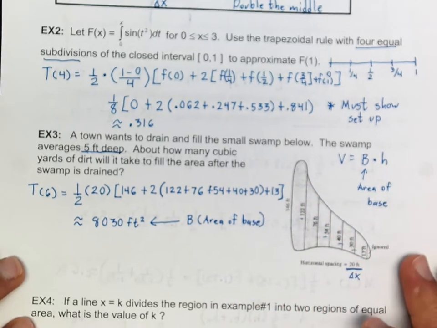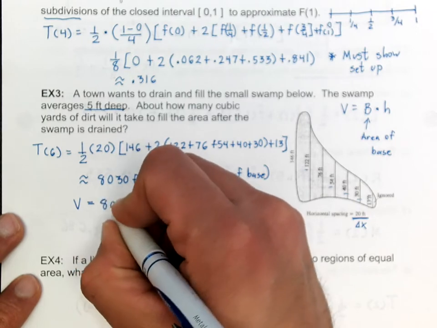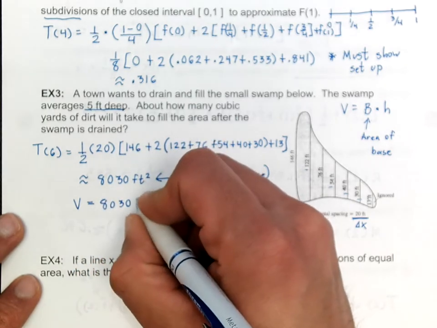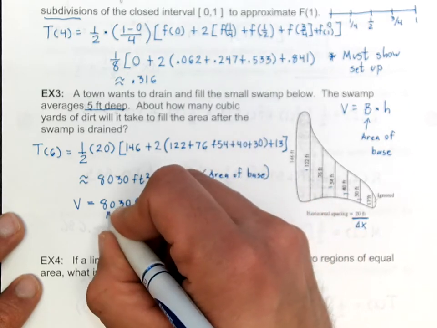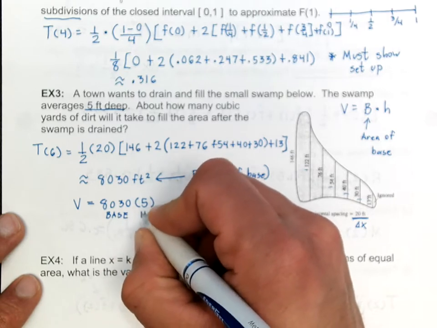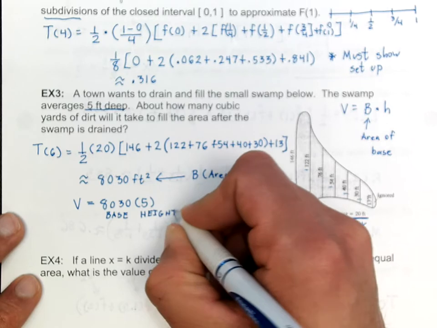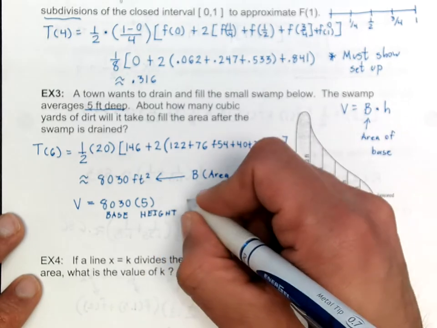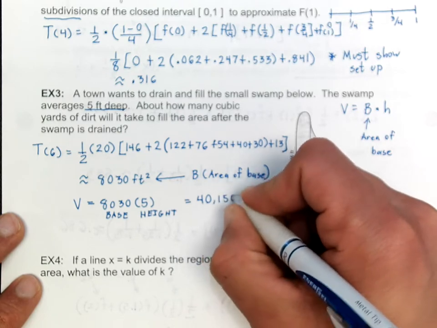Now to figure out the volume, it is equal to that number times 5. So this is the base, or area of the base, sorry, and this is the height. And when you multiply that, you get the answer as 40,150 feet cubed.